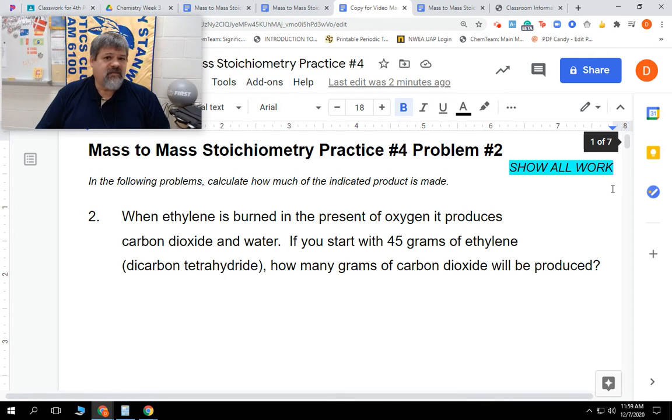But one of the first things we have to do is make sure that in order to go from mass to mass, we have to do our molar ratios to figure out what our molar ratio is in each one of those. How do we do that? We balance chemical equations. So we have to figure out what the equation is, and then we have to balance it. So we have to figure out that skeleton equation. So let's go ahead and read the question.